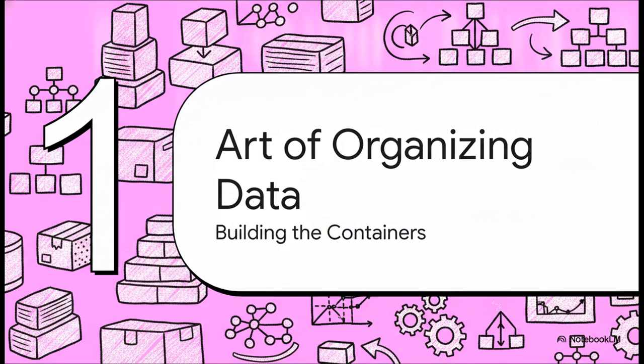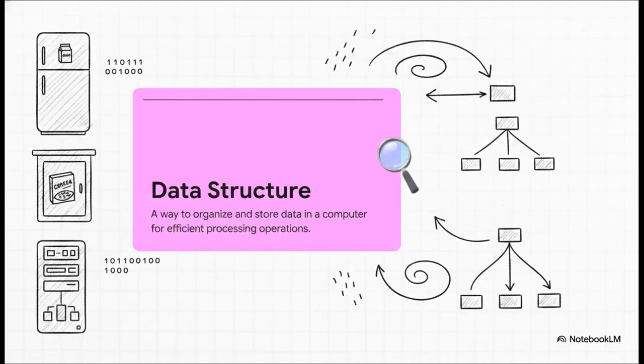All right, let's jump straight into Section 1, the art of organizing data and how we actually build these containers. At its core, a data structure is simply a designated way of organizing and storing data in a computer, so it can be used efficiently for different kinds of processing operations. I mean, you wouldn't store your milk in the pantry or your cereal in the fridge, right? Well, your machine is no different.